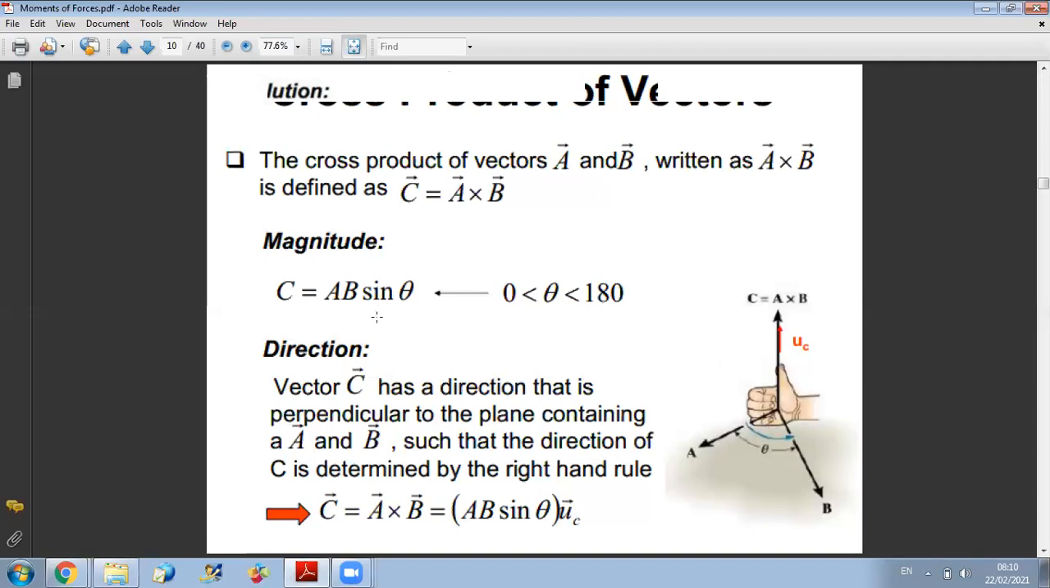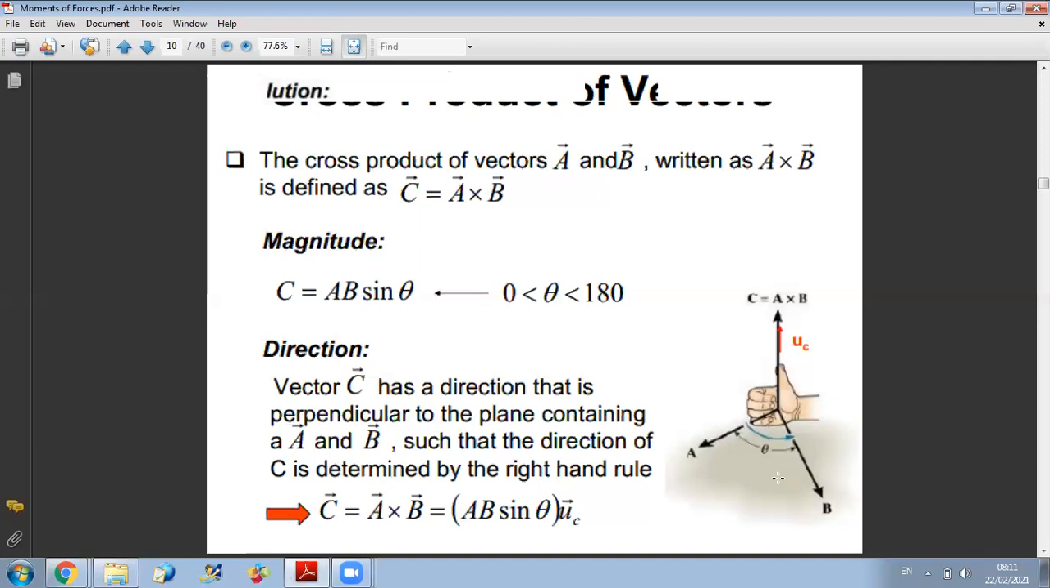And now, what about the direction? Vector C has a direction that is perpendicular to the plane containing A and B, such that the direction of C is determined by the right hand rule. How do we do the right hand rule in this case? You can see here the figure of the right hand. What you do is you take the 4 fingers of your right hand, and you put them along the first vector, which is A, and then you curl your fingers towards vector B. When you do this curling, your thumb will point in the direction of C.